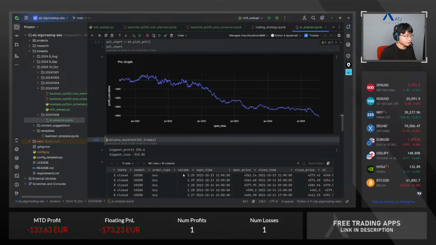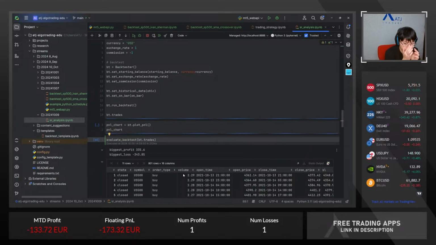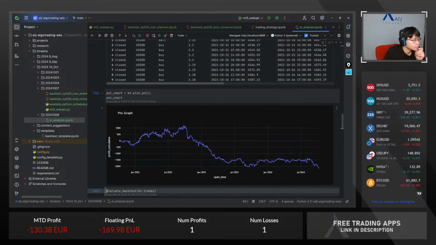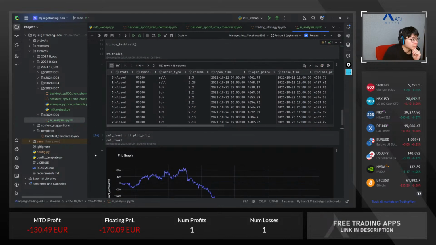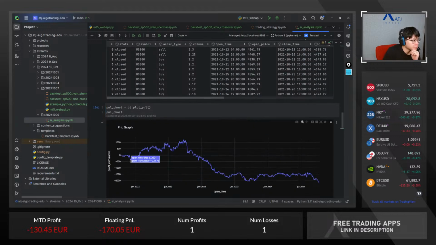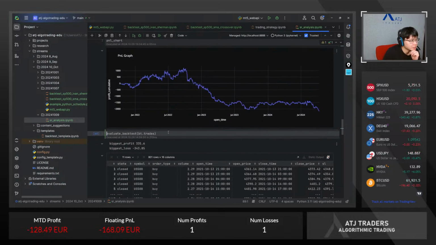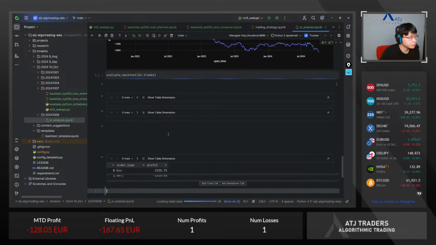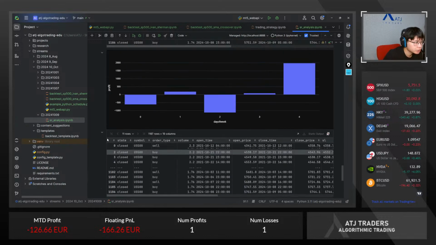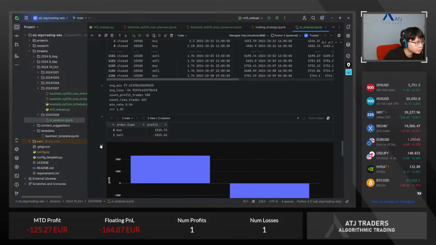And let's run the backtest again. Okay, we see some slight improvement. So at the start of the year, we see that it tends to work very well, but then we still have this very nasty downtrend here. So I think the trend filter didn't do that much.